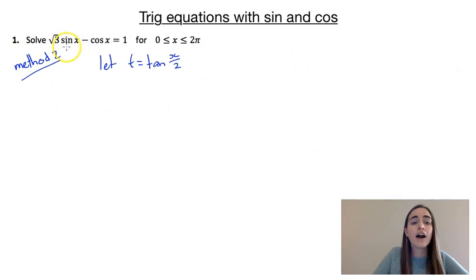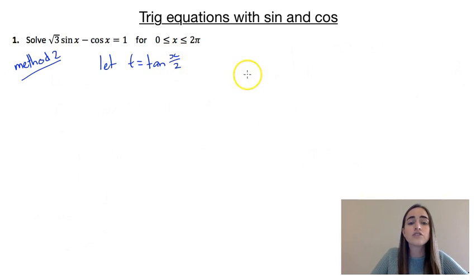Now we're going to rewrite our sine x and cos x in terms of t. Now there's one problem, or not really a problem, it's just something we have to be aware of when we're solving equations using t results. And that is that we know that tan of x on 2 is not defined at pi or 3 pi or 5 pi. It's not defined there because we know that tan has asymptotes.